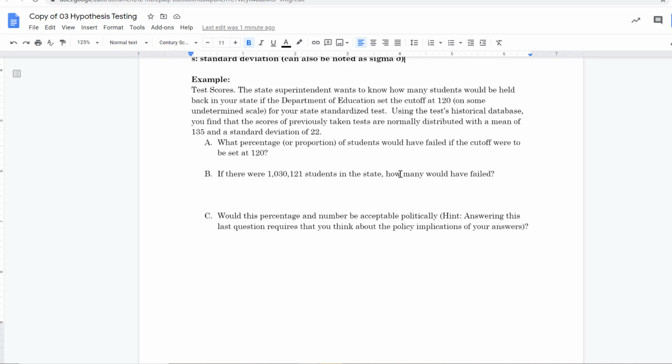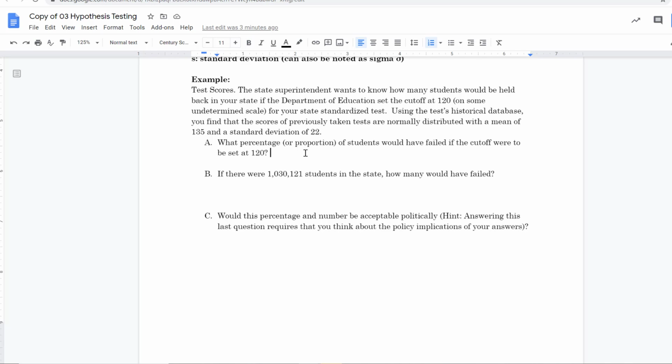So you look at the data and you go back years and years, and you see that over time, historically speaking, the average was 135 and there was a standard deviation of 22. We're going to assume that it's a normal distribution and that this is a representative historical database. So what we want to know is, if we set the cutoff at 120, how many students is this going to be? What percent of our student body is going to be held back a year? This is where z-scores can be useful.